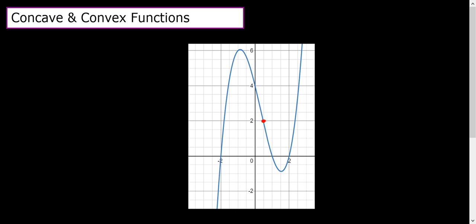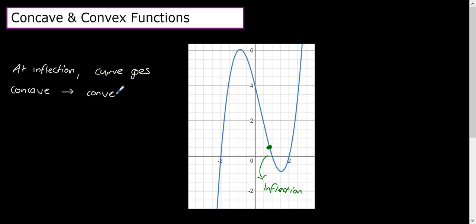So we'll go back to this point here, and this was a really key point on this graph. I've shifted it slightly. If I move it back to where I suspect it will be, which is around about here. Remember, this was the point of inflection. Now, at the point of inflection, what's actually happening is the curve goes from concave to convex. Or vice versa.